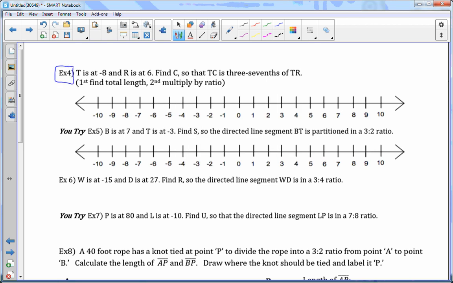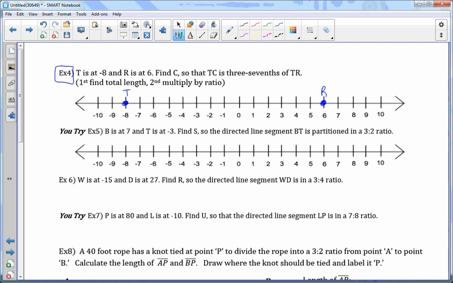Example 4. T is -8. So let's find -8 and put capital T. We're looking one-dimensionally right now. We're going to have a line segment. Actually, we're going to be looking two-dimensionally to partition a segment. R is at 6, so if I'm at positive 6, plot it and put R.